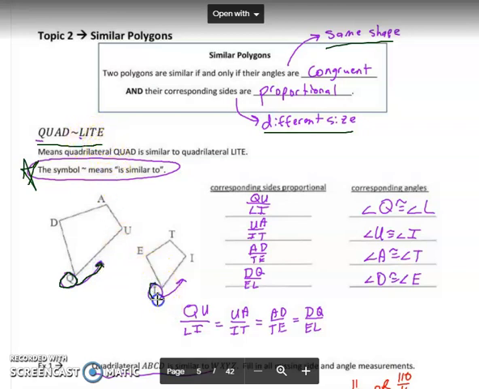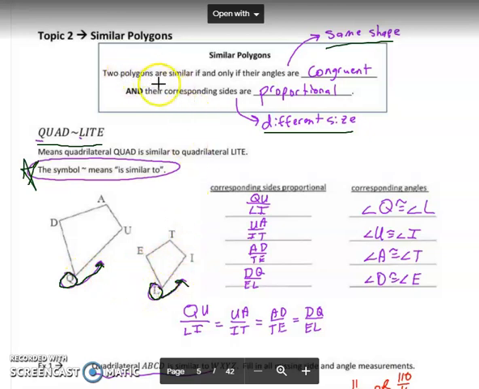Here's L. And if you remember, Q and L go together. U and I go together. A and T, D and E. So as we look at this, I move in this direction, and then we can identify the different pieces. QU would correspond with LI. Angle Q is congruent to angle L.